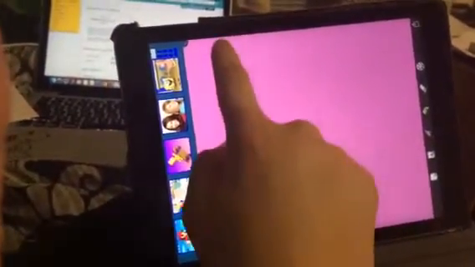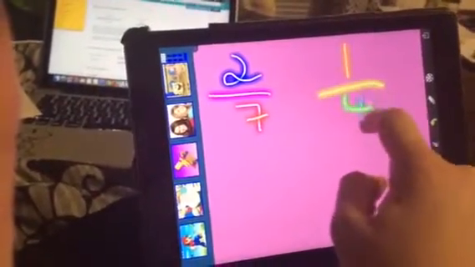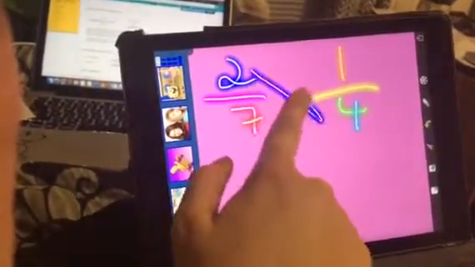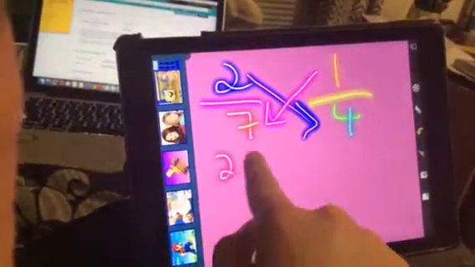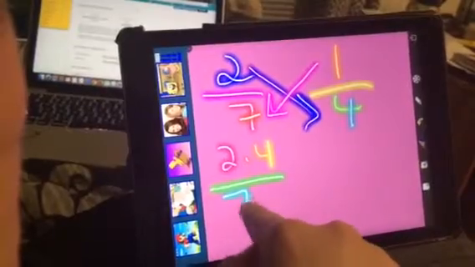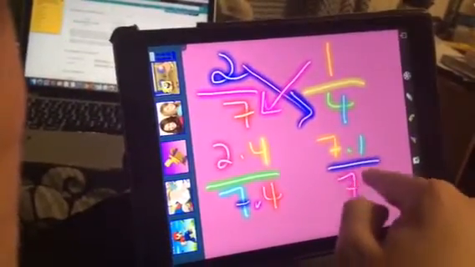Now let's move on to the cross multiplication method. I'm going to use the same fractions, 2/7 and 1/4, and we're going to cross multiply here and cross multiply here. And when we do that, we get 2 times 4 over 7 times 4. And here we get 7 times 1 over 7 times 4.